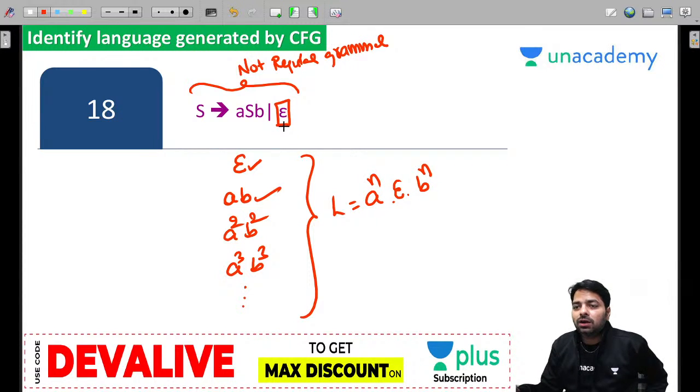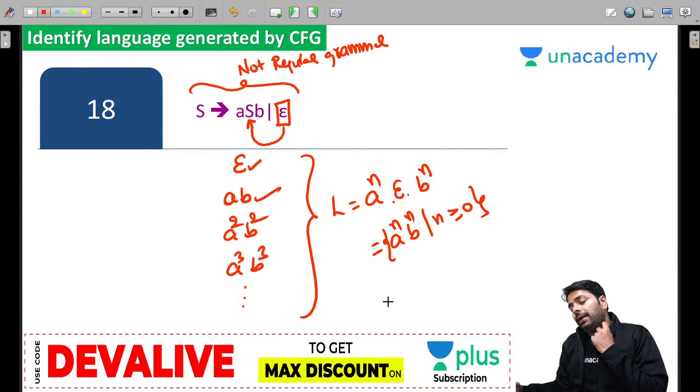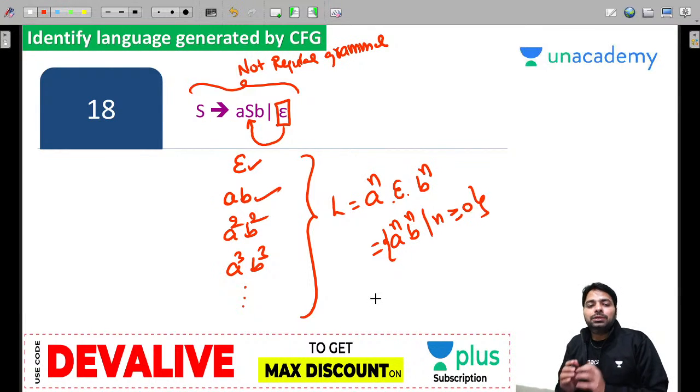Look at this, epsilon is going to come here at the end to stop the recursion, and this is A power n B power n, where n starts with 0. If you put n equal to 0, you see epsilon. And this is a standard grammar to understand.